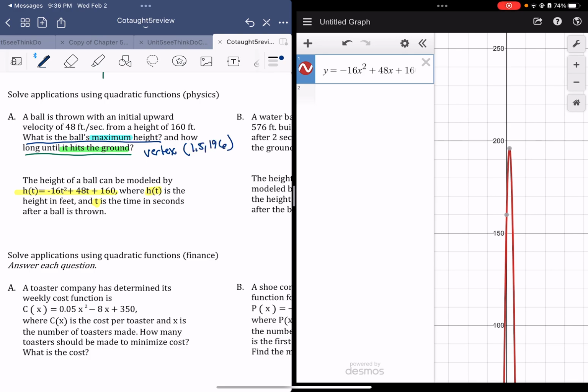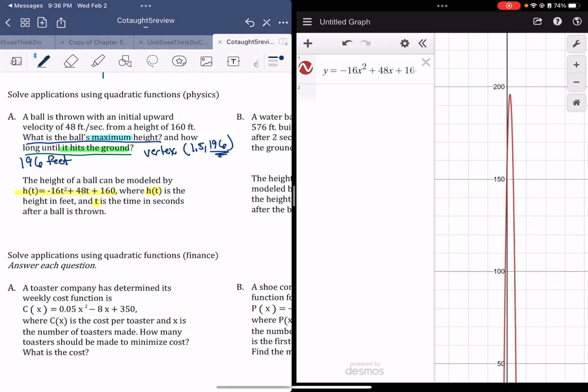But we have to actually answer the question, and the question asks for the maximum height. So that is the 196 because the y value is our height. So to answer the question, the maximum height is 196 feet. Okay, that was one question.